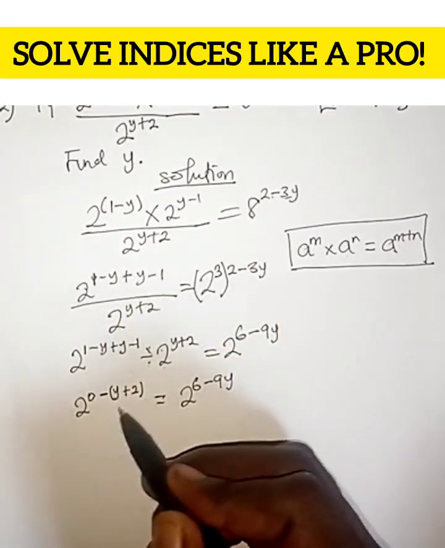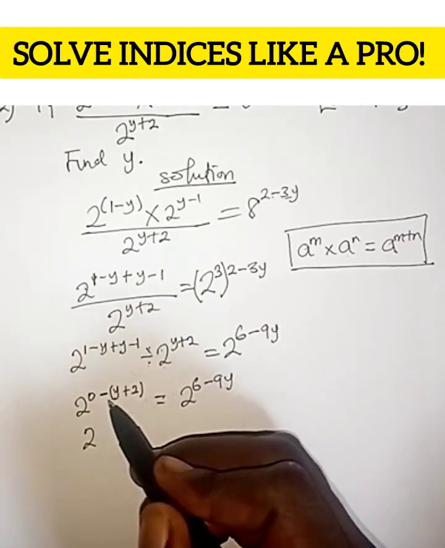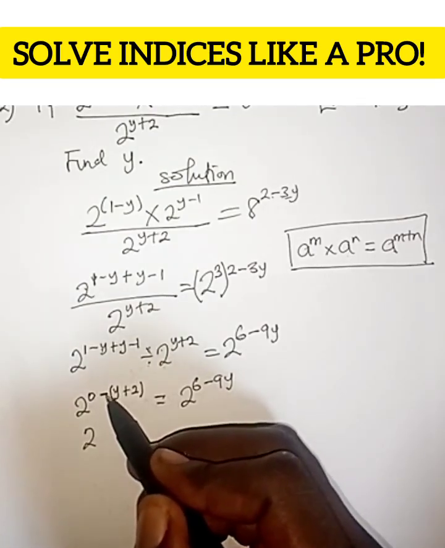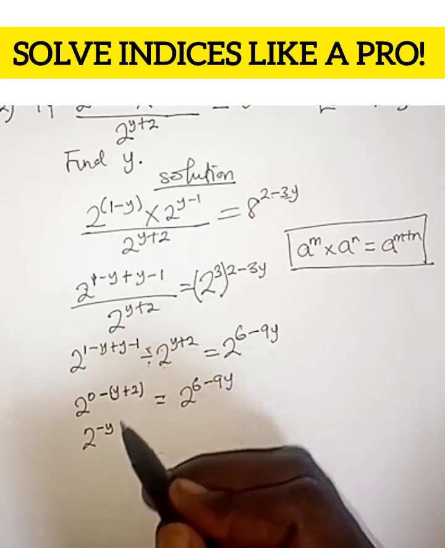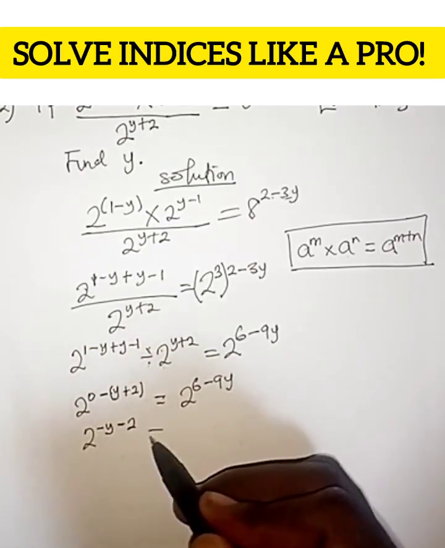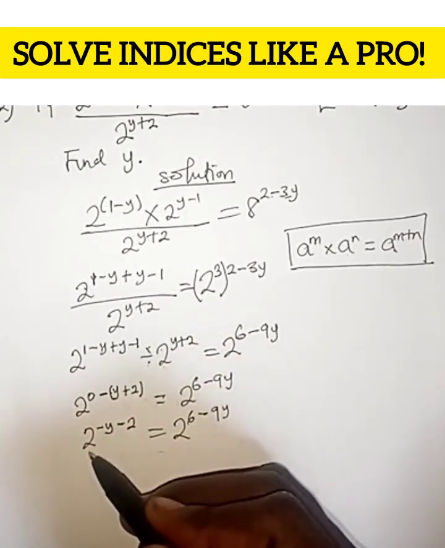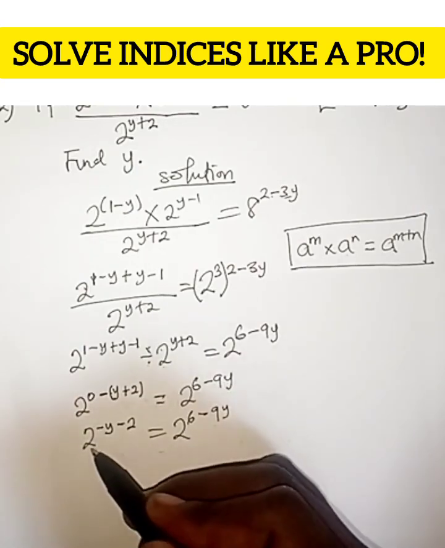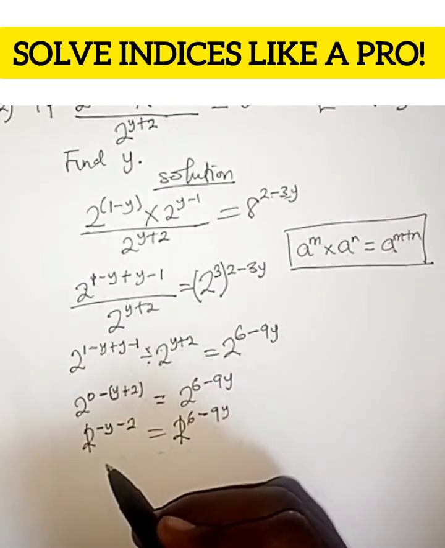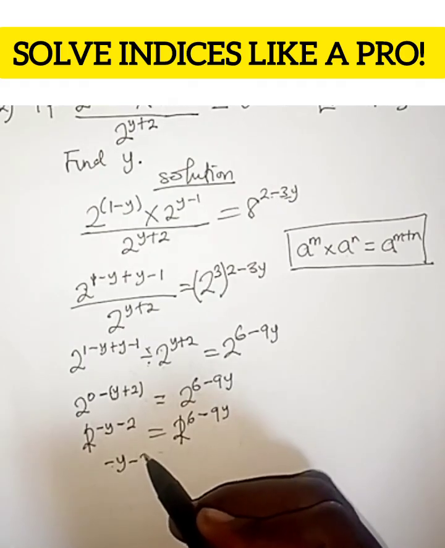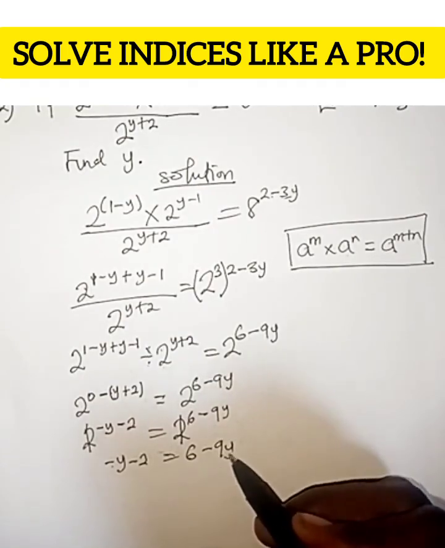Then in this case, if I open the power here, I'm going to have 2 raised to power 0. So this 0 is gone. I'm going to subtract this, so I'm going to have minus y, minus times positive, I have minus 2 here. Then 2 raised to power 6 minus 9y. When you have the same base equal to each other, you can cancel out the base so that the powers can be equated. So you are going to have minus y minus 2 equal to 6 minus 9y.